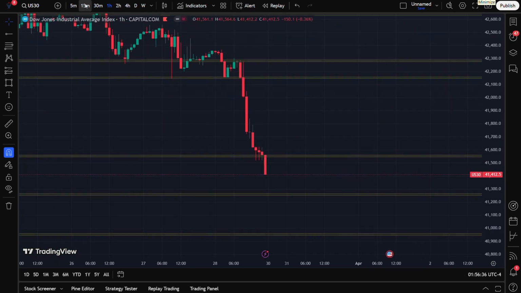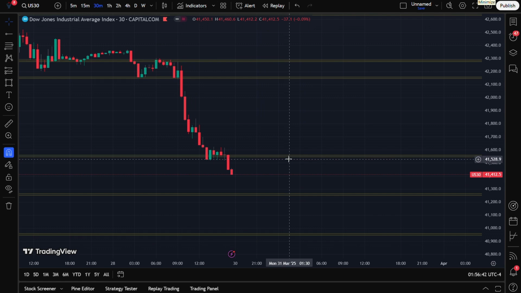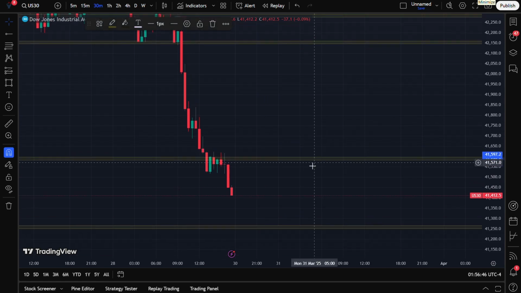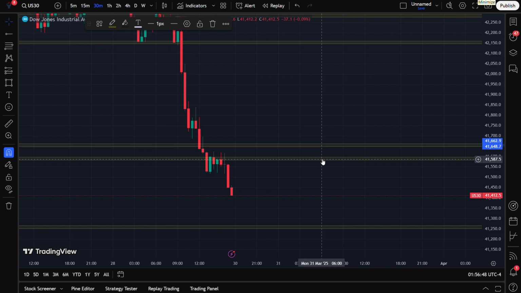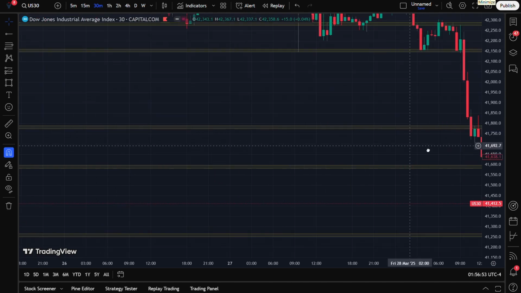Okay, great. Let's go down to 30 minutes. In 30 minutes, we have a really solid price action. We're going to use this as our resistance. We're going to mark another resistance over here.